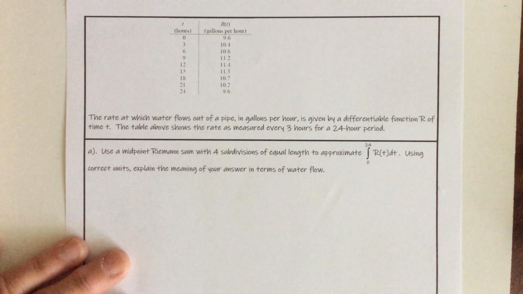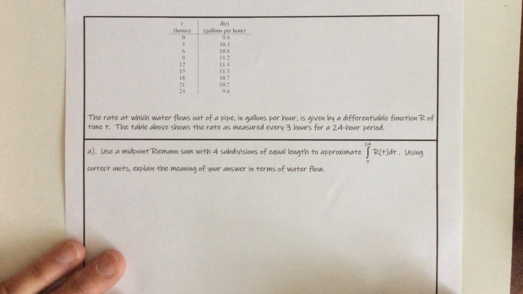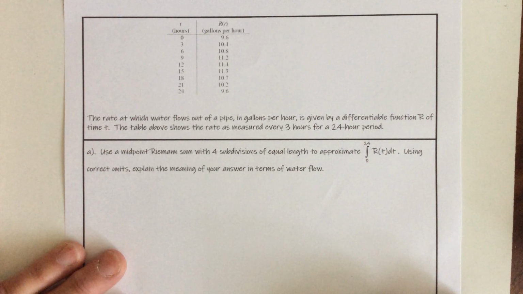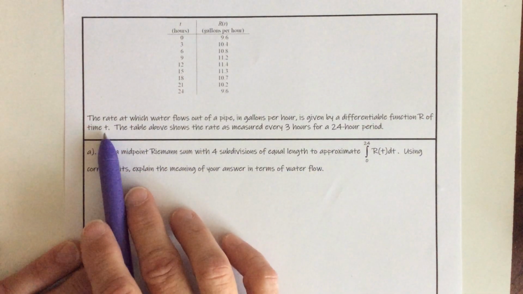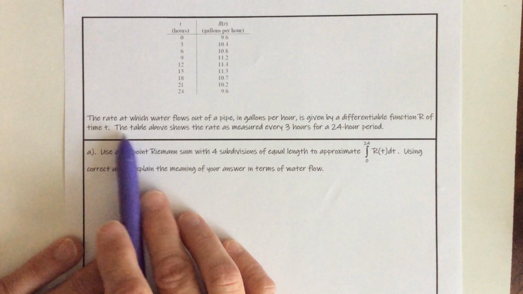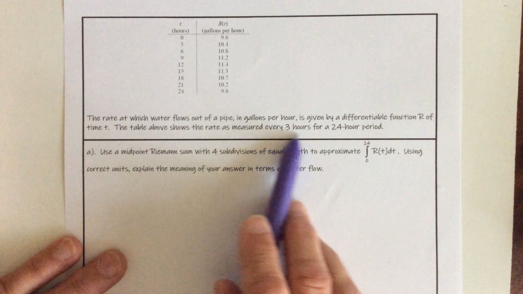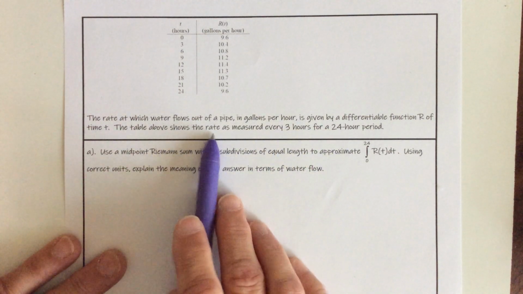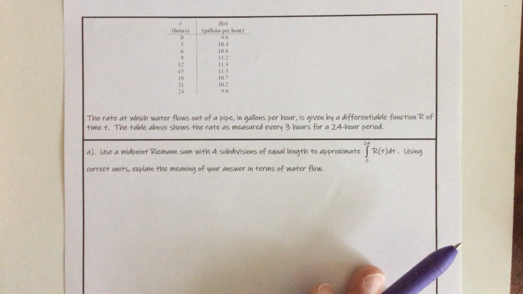Okay, so here's our Unit 5 FRQ number 2. Here it says we have the rate at which water flows out of a pipe in gallons per hour is given by a differentiable function R of time t. The table above shows the rate as measured every 3 hours for a 24-hour period. Again, keyword here is rate, so therefore we know that this represents derivative information.